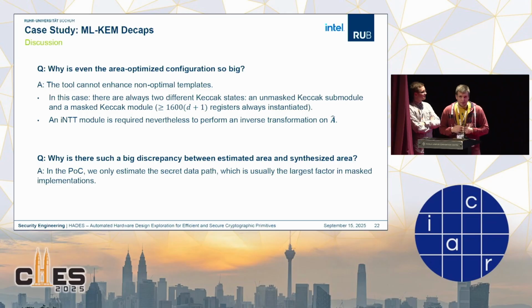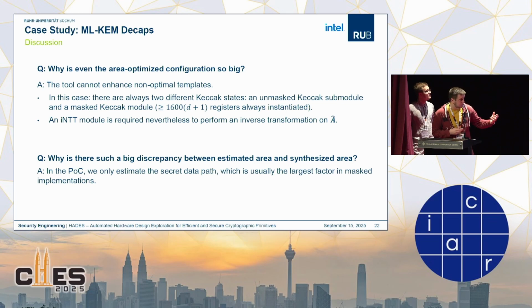In this case, for example, we have one Keccak for the expansion of A and one masked Keccak for sample CBD and all this stuff. So there's always a huge space that goes into the Keccak states. And the second thing is that we always still need an inverse NTT module, of course.